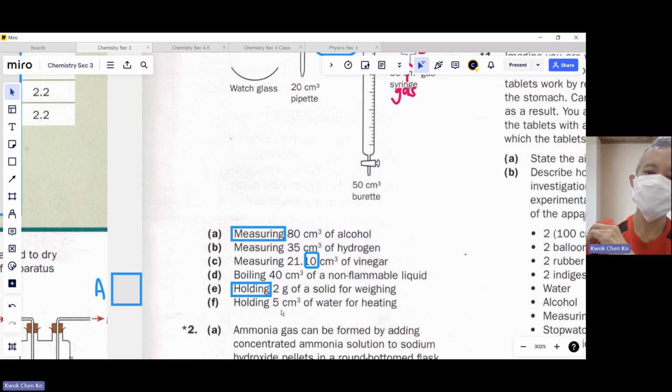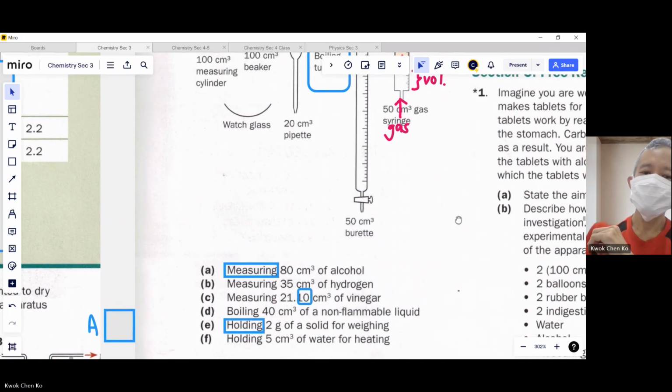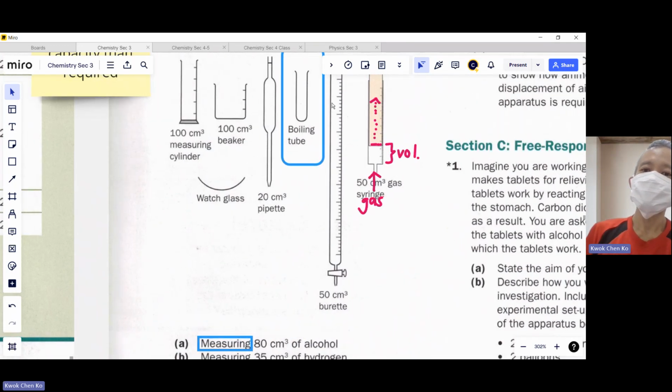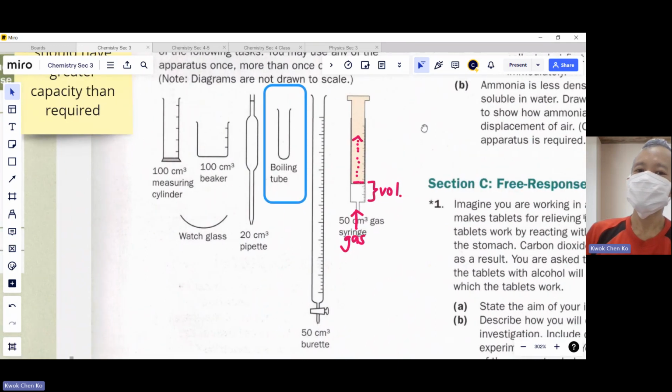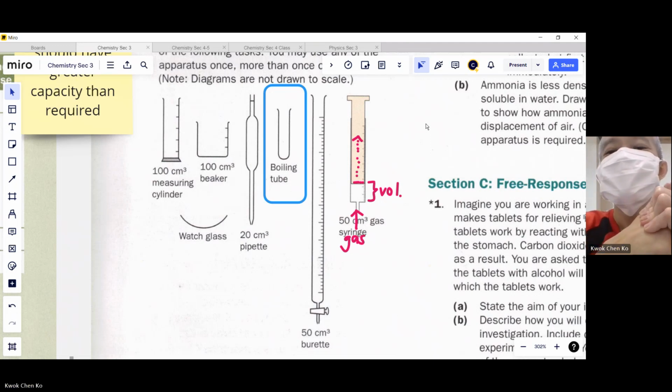Last one, 5 cubic centimeters of water. Boiling tube. Yep. You just need to hold. You don't need to measure, and you need to heat anyway. So might as well use the boiling tube. I think just look out for all those tricks. Usually it's quite straightforward. Just don't get tricked.